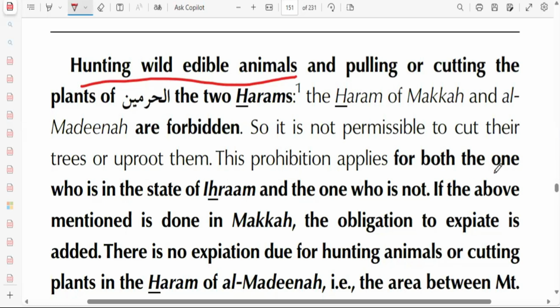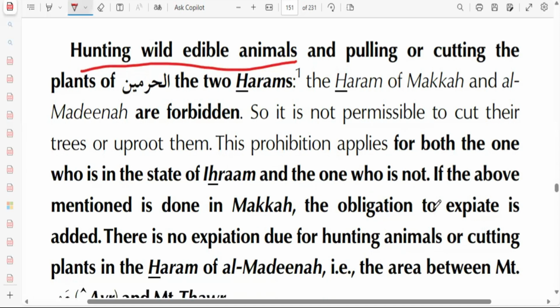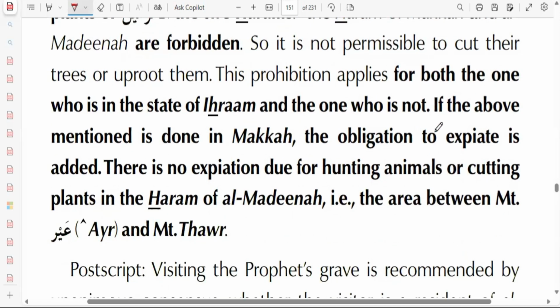This prohibition applies for both the one who is in the state of ihram and the one who is not, like we just said. If the above mentioned is done in Mecca, the obligation to expiate is added. There is no expiation due for hunting animals or cutting plants in the haram of Medina. It's just haram. For Mecca, there's an expiation for doing that. For Medina, there's not. It's just haram.